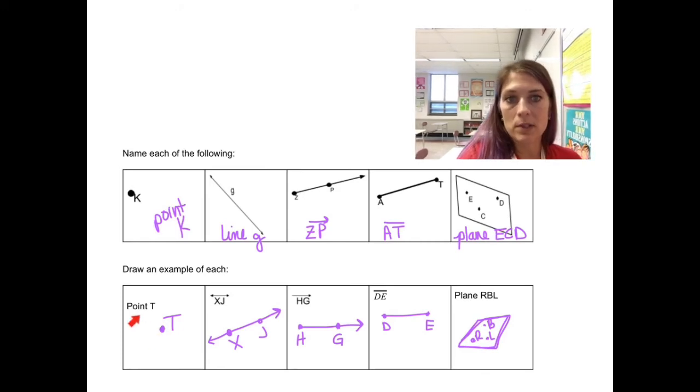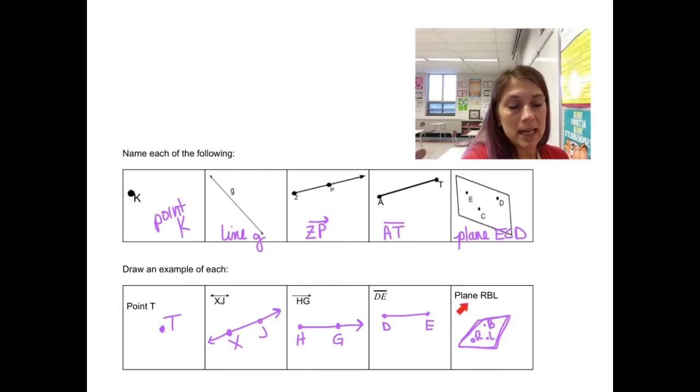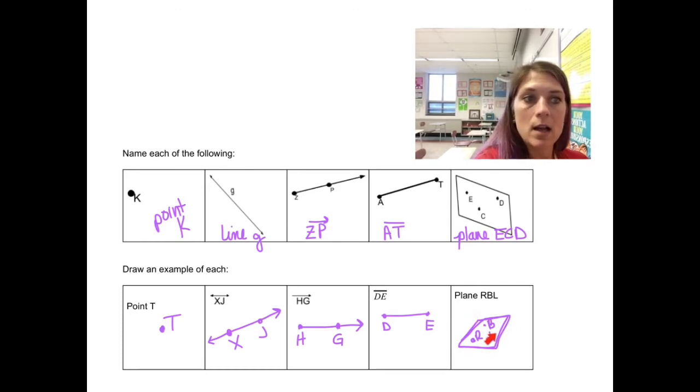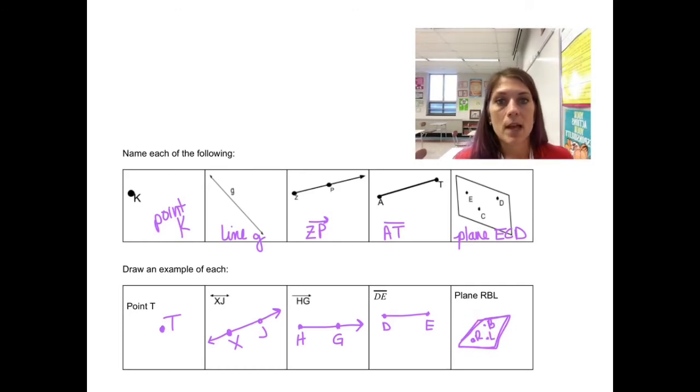Here are my examples of a point T, line XJ. Again, because it is a line, you're welcome to make that JX if you wanted to. The ray is really the only one that's particular about that. The H, according to its name, is the endpoint, so it needs to make sure it is the endpoint whenever you are drawing it. DE, line segment, again, no arrows here. And then because the plane is given with 3 points, R, B, and L, I'm just going to draw a slanted rectangle, slanted square, 3 dots with the 3 letters. And that's my drawing.